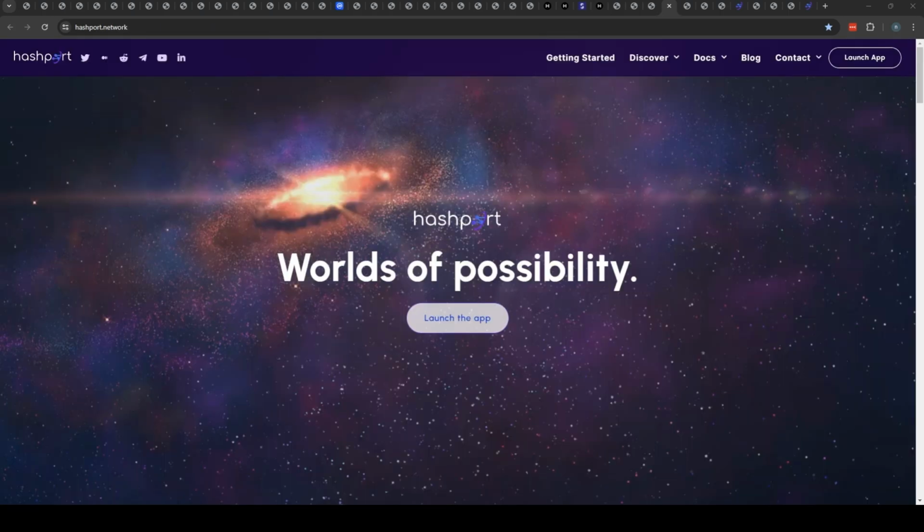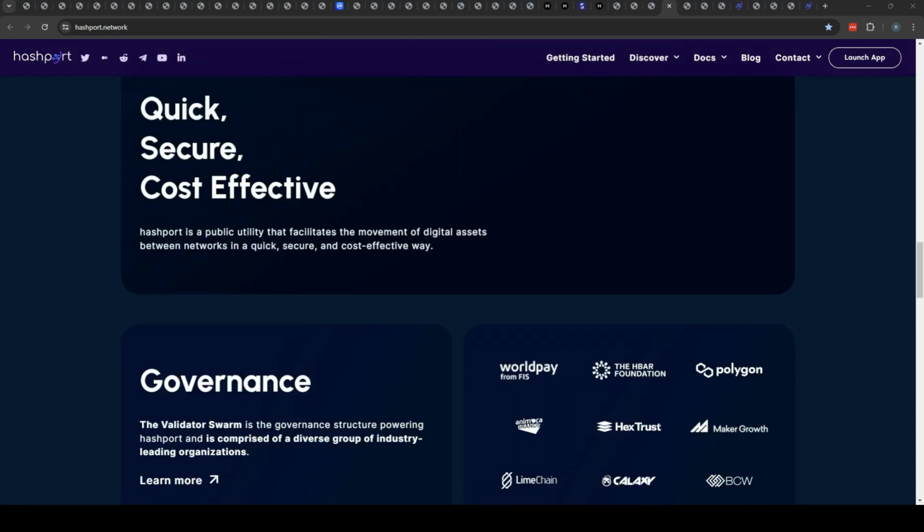So HBAR currently has this application called Hashport. It is a multi-chain bridge allowing the transfer of tokens between two networks. So for example, Ethereum and HBAR. However, there are of course other networks available on here.